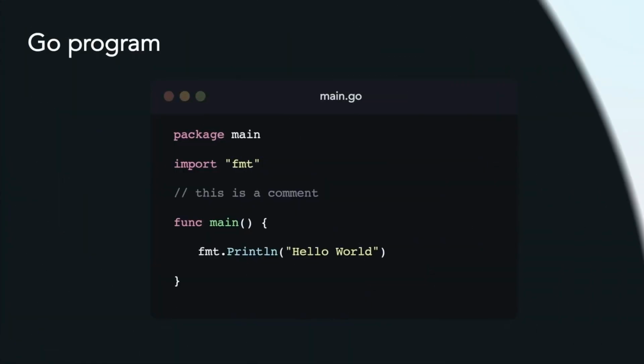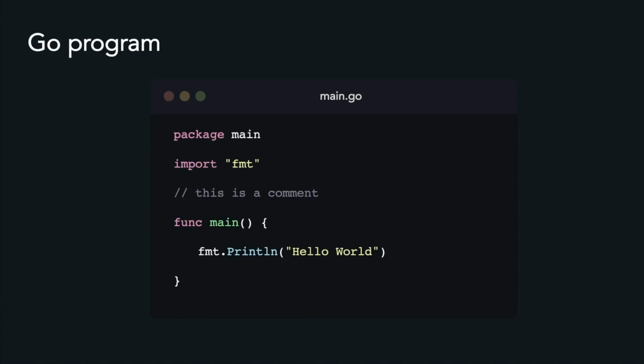Let us understand our basic hello world program that we just wrote. So to start with the first line, that is package main. Packages are Go's way of organizing and reusing code. Every Go program must start with the package declaration. The syntax for declaring a package is simple. You write the package keyword and then the name of the package.